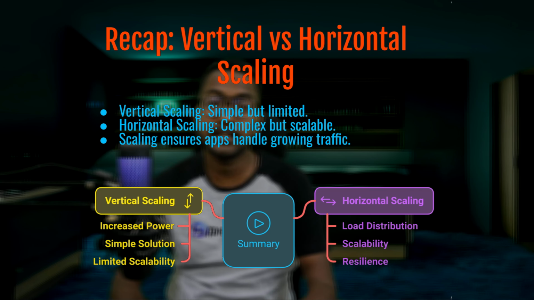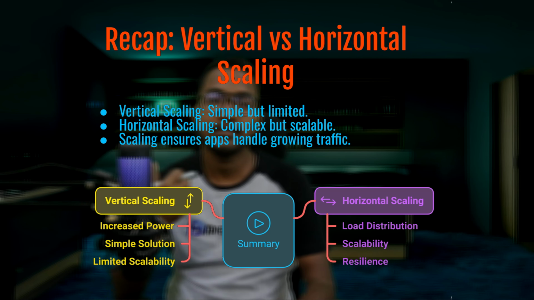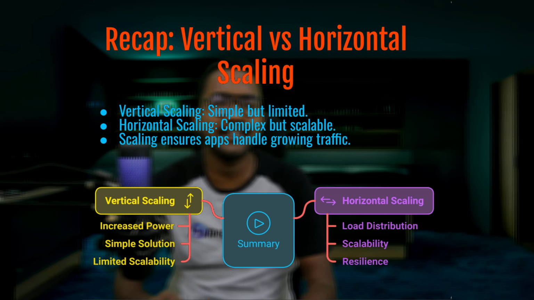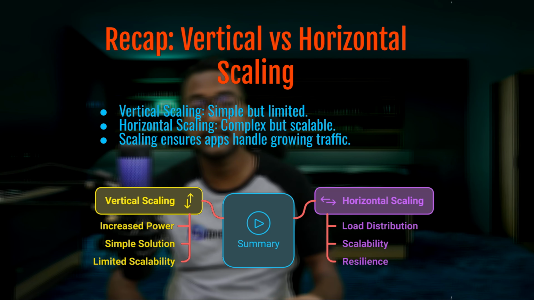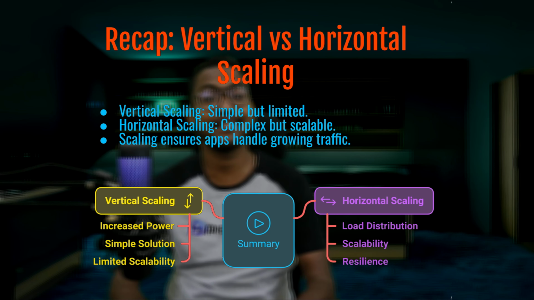And horizontal scaling, on the other hand, is all about adding more servers to distribute the load. So it's a more complex solution, but it shines when scalability and resilience are priorities. By spreading the workload across multiple servers, you are not only handling more traffic, but also ensuring that your app stays online even if one server fails.